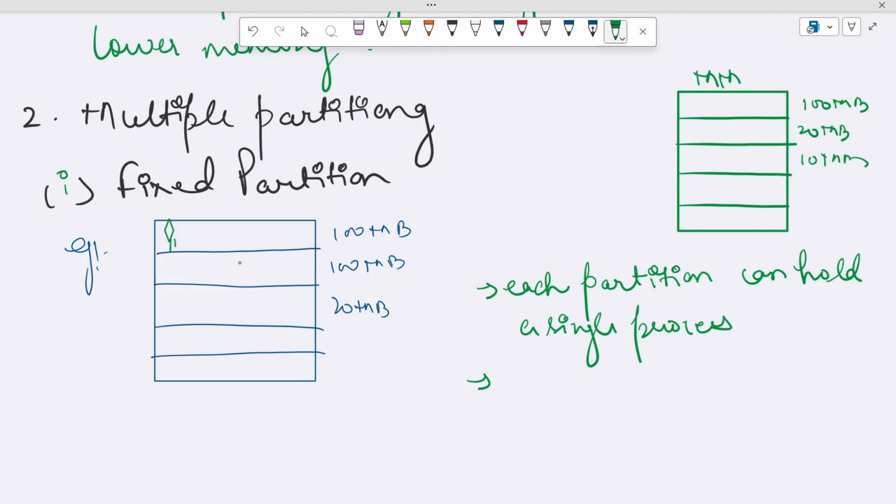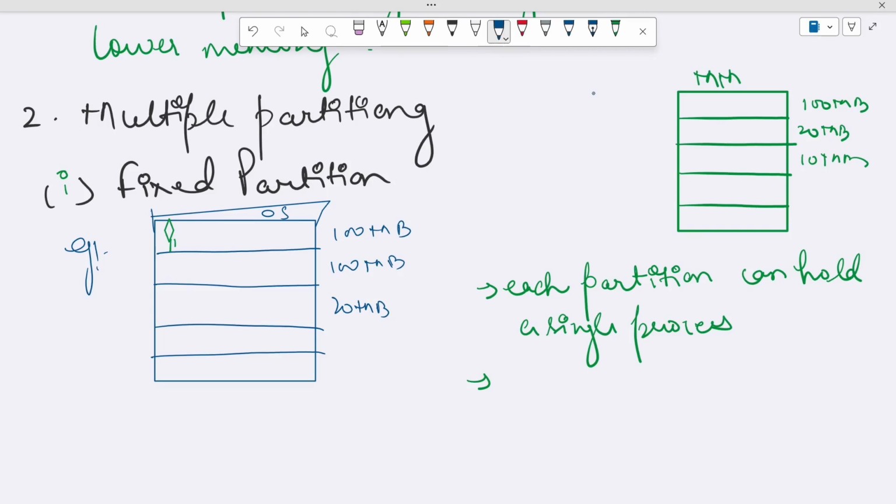Next, these partitions are made at the time of system generation and remain fixed after that. When the system is generated, the partitions are there. The partitions are made at the generation of a particular system and are always the same. So these are the fixed partition concepts. I hope you understand this. Now, the important point is that in this case, the operating system is on the top. In the top block, the operating system resides.